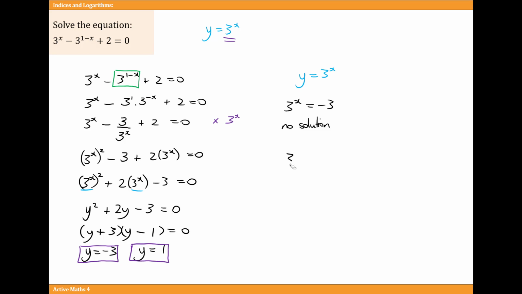So let's go and let 3 to the power of x equal our other value for y, which is 1. And some people might spot straight away that the only possible solution here is 0. Remember that any number to the power of 0 gives us 1. We could write it like this, that 3 to the power of x is equal to 3 to the power of 0, and then obviously let x equal 0. But it is important to remember that anytime you have a number to a power and the solution to that is 1, then that power has to be the number 0.